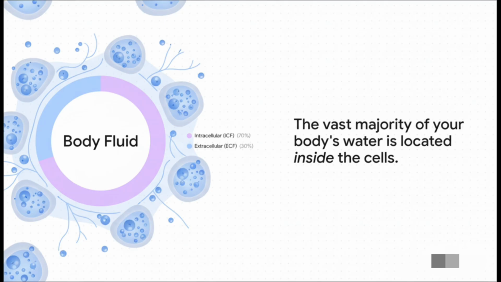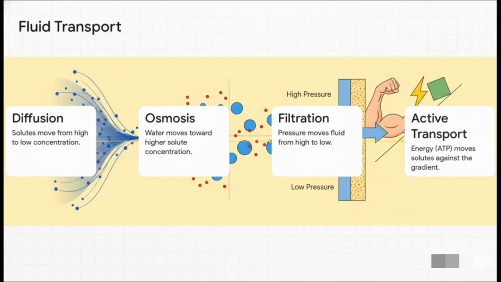That's not even close. A whopping 70% of all the water in your body is actually inside your cells. That's the intracellular fluid, or ICF. The other 30%? That's the extracellular fluid, or ECF, which is the stuff in your bloodstream and between the cells. Okay, so how does the body move all this stuff around? It comes down to these 4 key mechanisms.